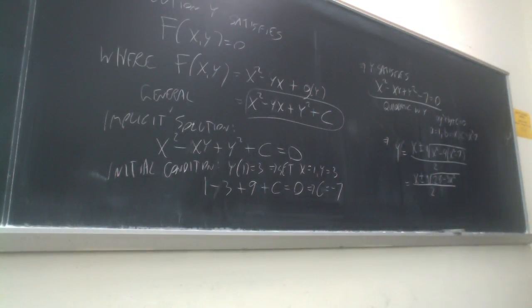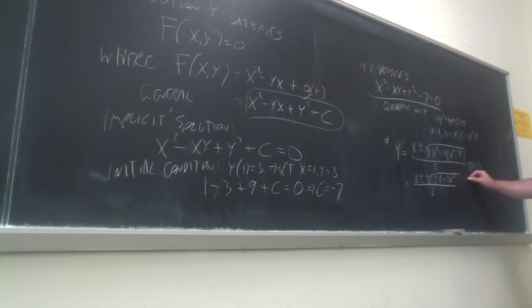This problem is supposed to have a unique solution. We have 2 plus or minus. How do we choose? You have to use the initial condition. Use the initial condition again. So we go ahead and set x equal to 1. Then we must get a result of 3.